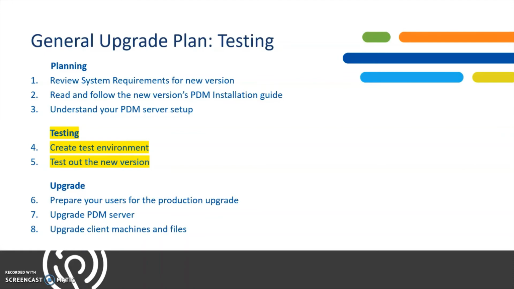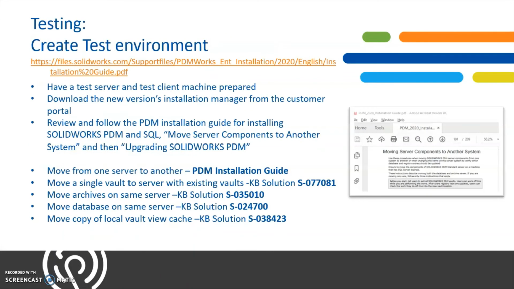The second section of the upgrade plan is testing. For a test environment, it is recommended that you have at least a test server and a test client machine. You will need to install PDM and SQL on the server. After that, you will need to restore the SQL database backup and the archive folder's copy on the server.